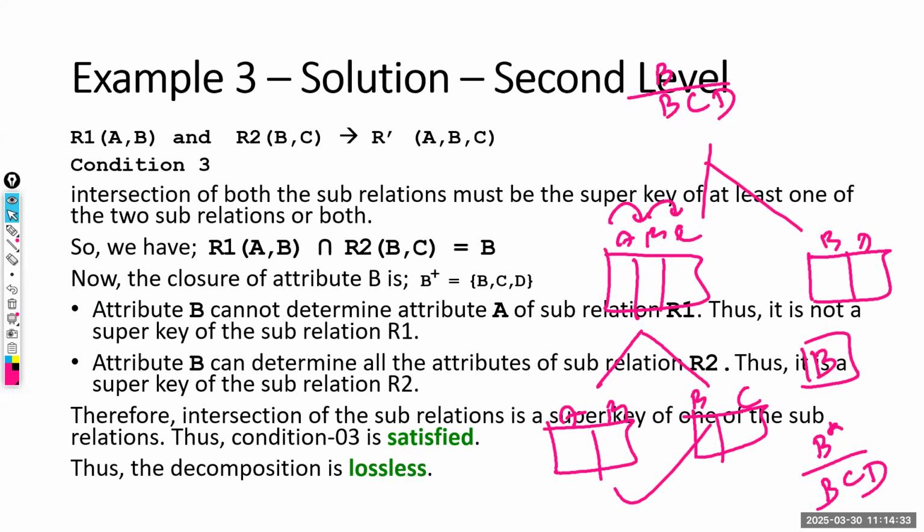Okay. Remember, B closure is BCD, which is a super key of the second table. Attribute B can determine all the attributes of the subrelation R2. Thus, it is a super key of the subrelation R2. So therefore, this is fine. Got it?